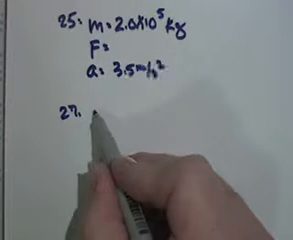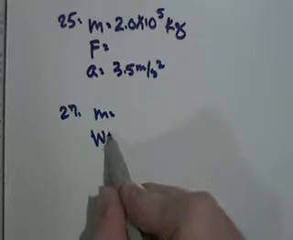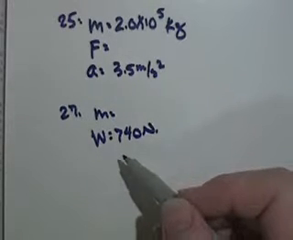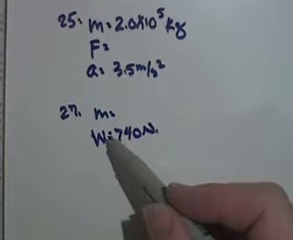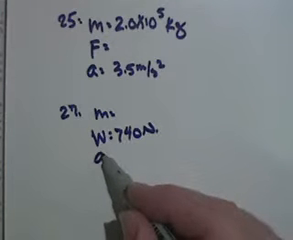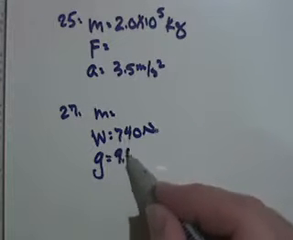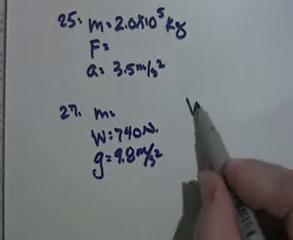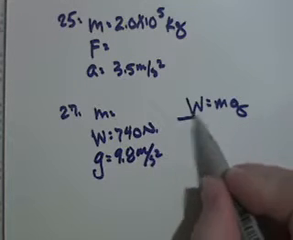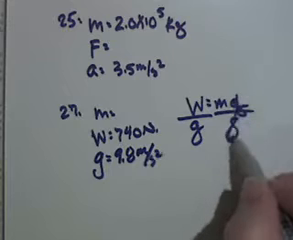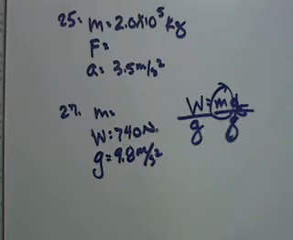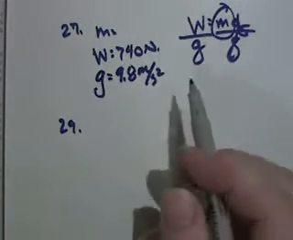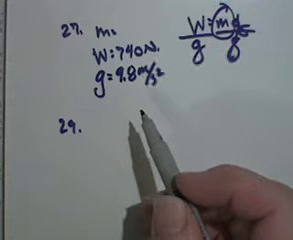What is the mass of a person who has a weight of 740 newtons on the Earth? Well, they only give you one bit of information here, but they give you the hint it's on the Earth, and on the Earth you know the acceleration due to gravity is 9.8 meters per second squared. And so the formula for weight is weight equals mg. So W divided by g gives you m. 29.